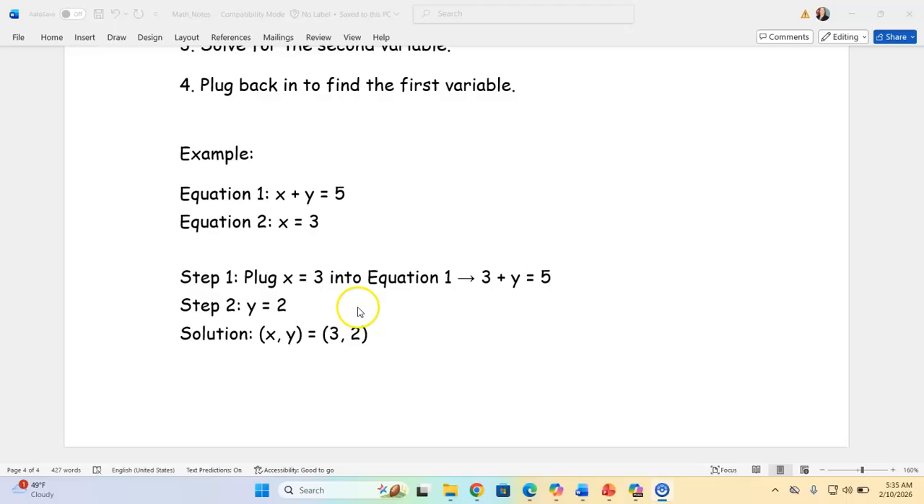Once you follow those steps, you'll see that you have x equals 3, right? We started with that. But then we solved 3 plus y equals 5, which means we moved the 3 to the other side. We solved with the math, and we ended up with 5 minus 3, which is 2.